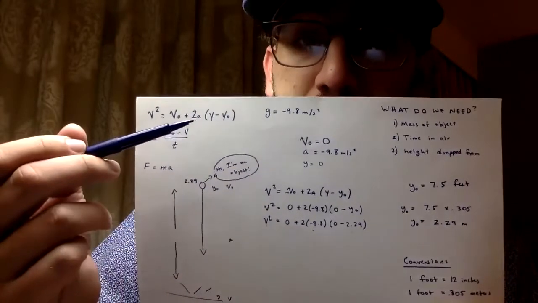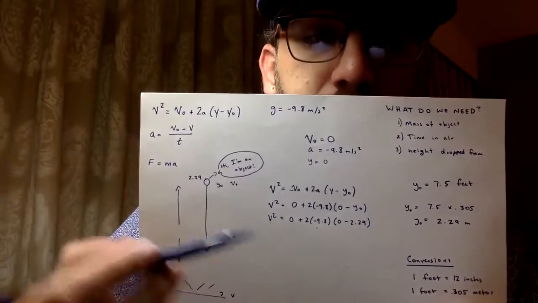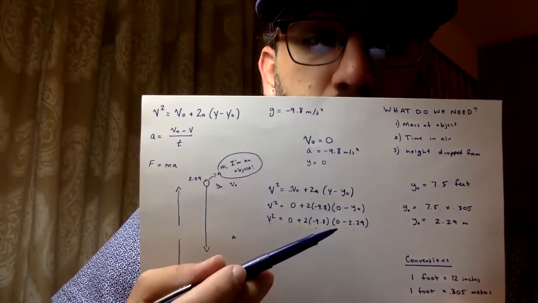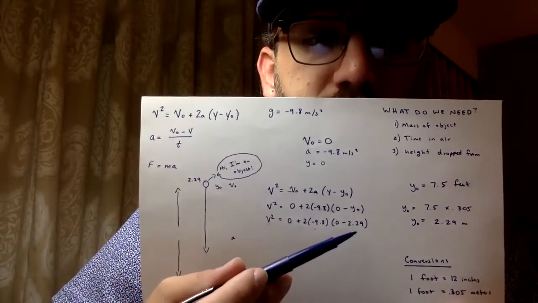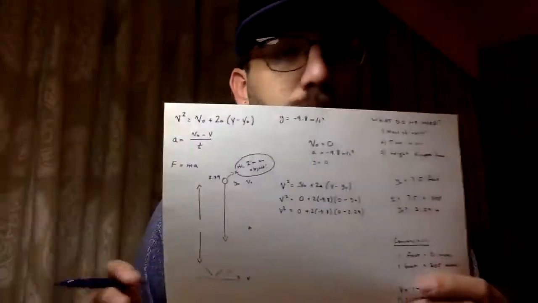I'm not sure if I talked about this. This is just the number 2. It's just the constant that is in there every time. Negative 9.8, which is my a value, my y value, which is 0, and my y sub 0 value, which is 2.29. Now all I'm going to do is plug everything into the calculator. The important thing here is to remember your parentheses. So I've got 0 plus 2 times negative 9.8 times 0 minus 2.29.